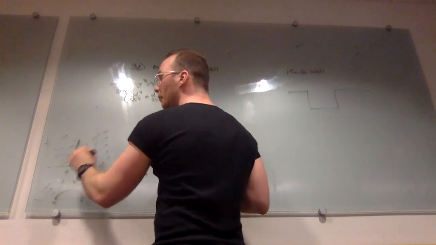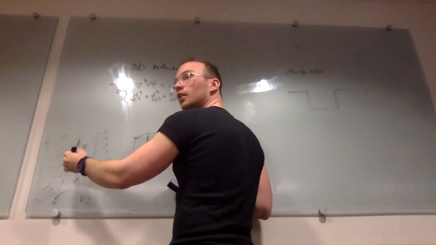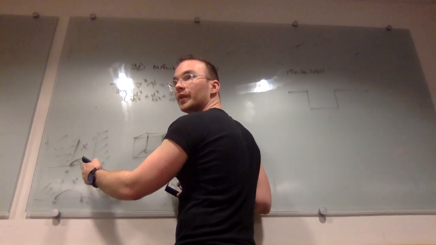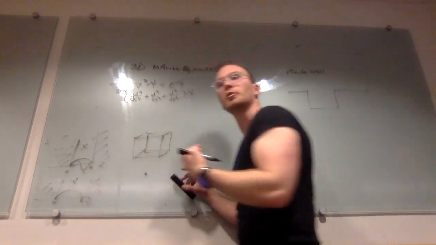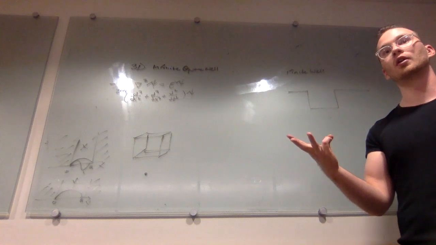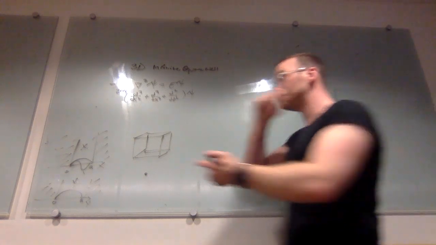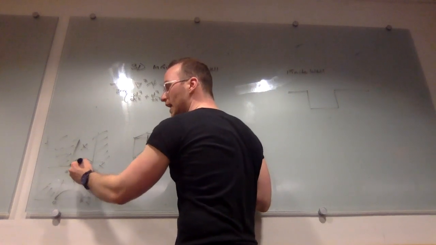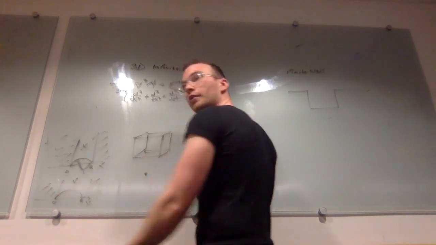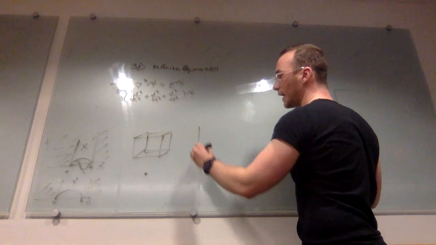Anyway, for the first excited state, remember the first excited state was like this, right? But now I have three choices of where to put my excited state. I could put it in the x direction, y direction, or the z direction, meaning I could make the wave function in the x direction look like this, or the y or the z.